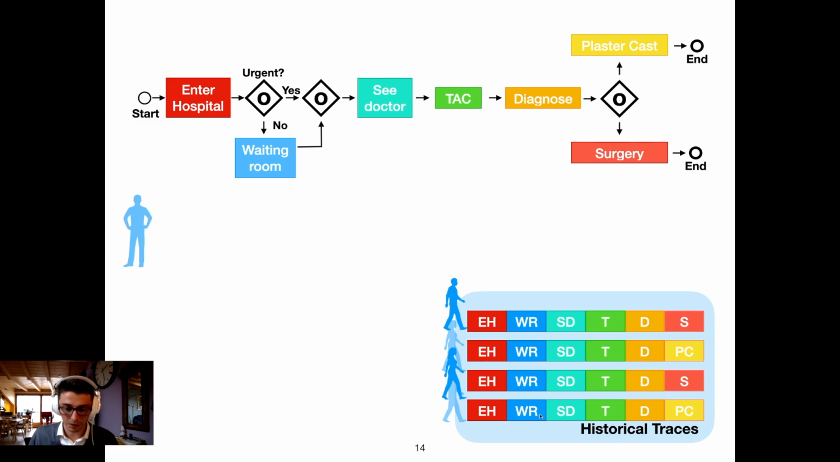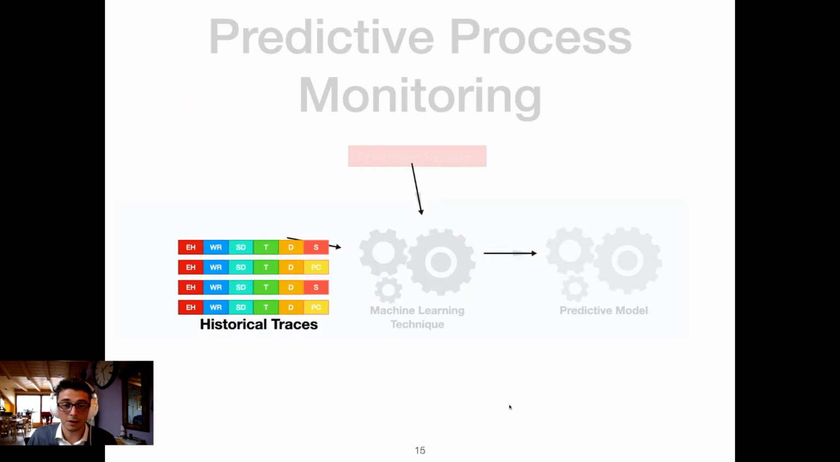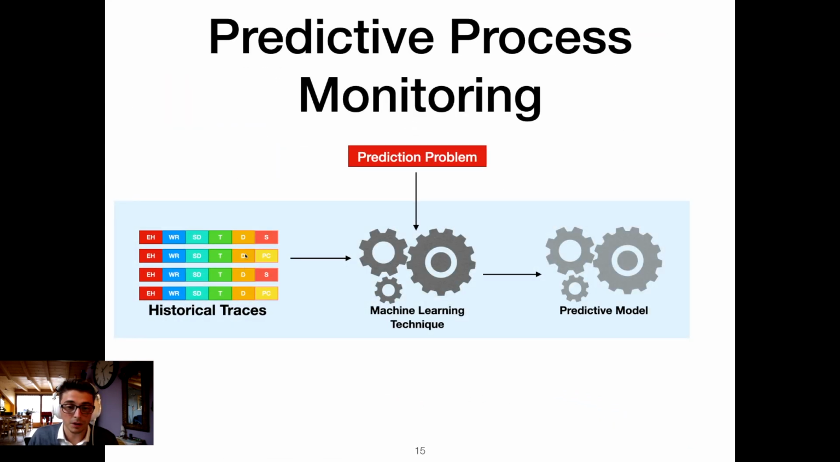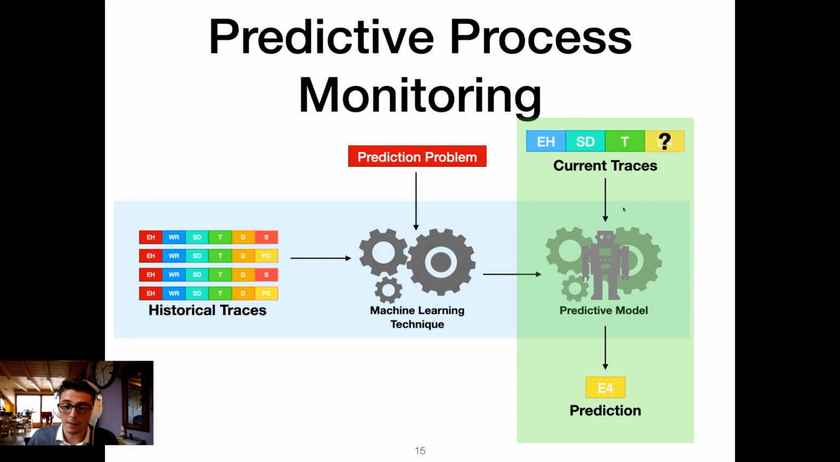So when all the people have gone through our process, we have a set of historical traces that we will later use to make the predictions. In predictive process monitoring, we formulate prediction problems on top of our historical traces. In this case, our prediction problem could be either to use the surgery or the plaster cast to treat the broken bone. And then we feed historical traces and the prediction problem to a machine learning technique, which is capable of retrieving for us a predictive model that is later used at runtime to make predictions on the current traces, for which we do not know yet what is the unfold. So what is the future of the current trace?